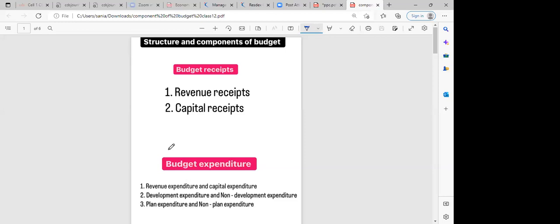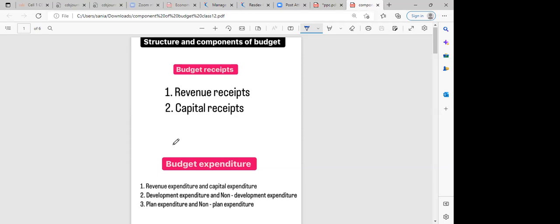The amount of money spent. Expenditure is the amount of money spent. And receipt? What will be the opposite? If you are spending something, what will be the opposite of that? So receiving money. Yes.